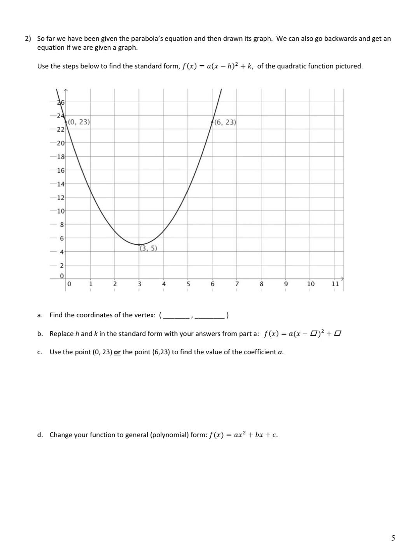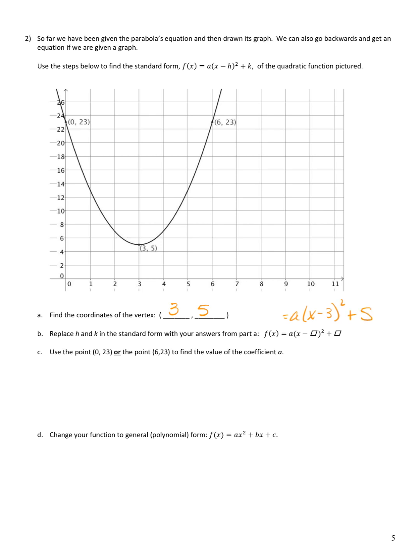So far, we've been given the parabola's equation and then drawn its graph. We can also go backwards and get an equation if we are given the graph. So we're going to use the steps listed down here to find an equation for this graphed parabola and put it in this form, a times (x minus h) squared plus k. Okay, so the vertex I can identify from the picture is at (3, 5), which means I know in this formula the h is 3 and the k is 5, right? So I'm just going to put those in. So I'm going to write a times (x minus 3) squared plus 5.